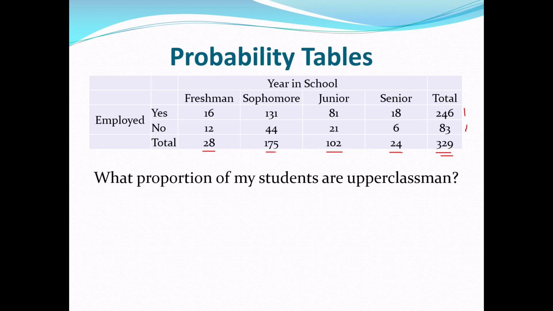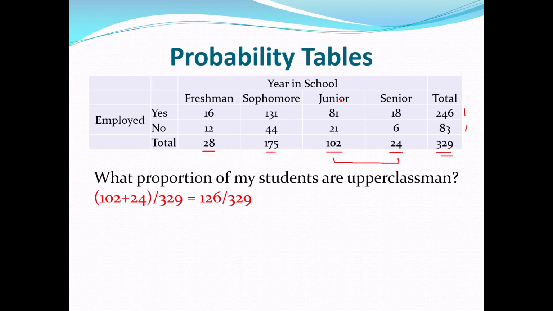You can see in this little chart that that would be these two groups. What proportion are juniors or seniors? There are 102 juniors and 24 seniors, so we're just going to add those two things together. That's 126 out of the 329, and that's my answer. That's an OR problem. It's the probability of one or the other or both. Now there is no both in this case. A student can't be a junior and a senior at the same time.